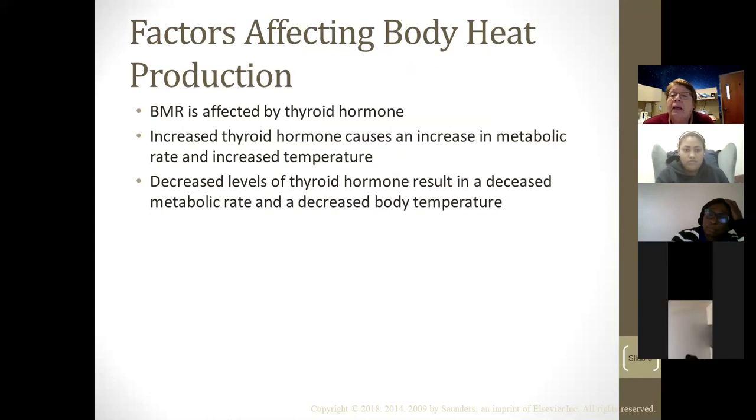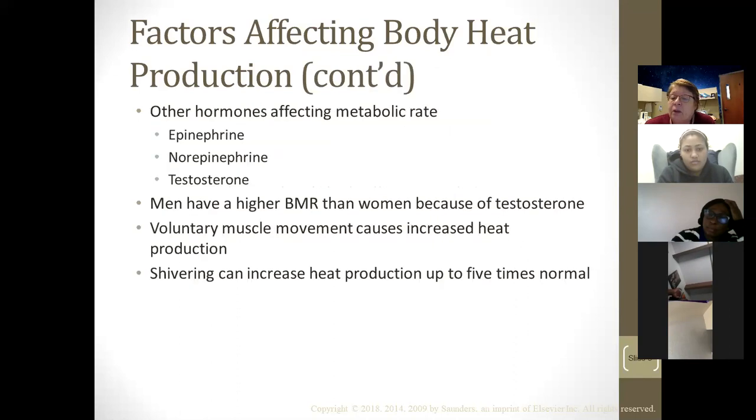Okay. Things that affect your body heat production: your thyroid. Too much thyroid hormone, you're going to be too hot. Not enough thyroid hormone, you're going to be too cold, okay? Also, your hypothalamus is responsible for your body heat regulation. That's in your brain. Other hormones, epinephrine and norepinephrine, those are the hormones of the sympathetic nervous system, right? And then testosterone. So men are going to have a higher temperature than women normally. Not really high, but maybe a half a degree or so.